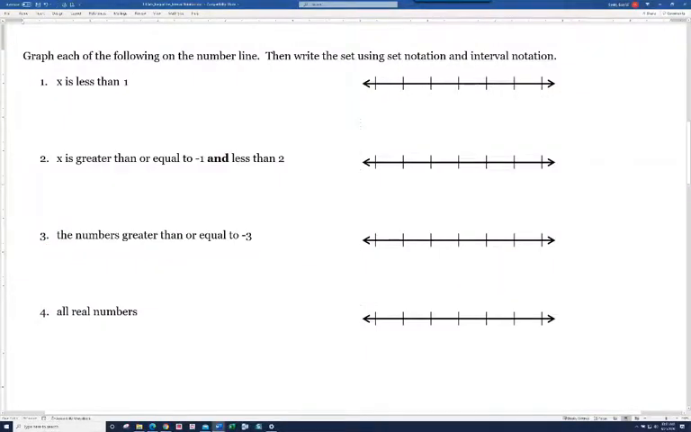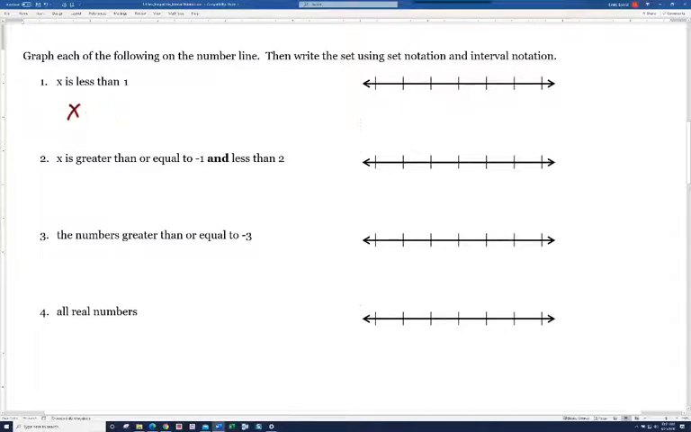All right, so I'm going to go ahead and go to the next slide. And I'd like you to try 1 through 4. Notice it says graph each of the following on a number line, then write using set notation and interval notation. And actually, I'll go ahead and start the first one with you here. Go ahead and write this. It says x is less than 1. Let's just write x is less than 1. And again, I'm not going to worry about the braces here.